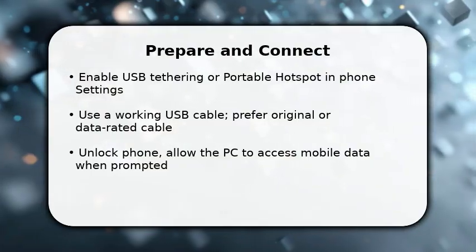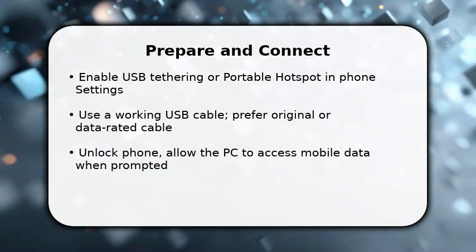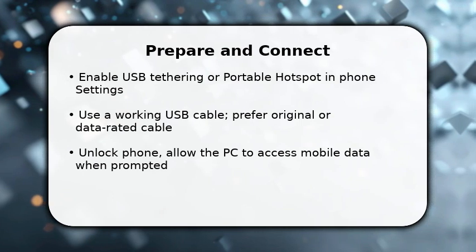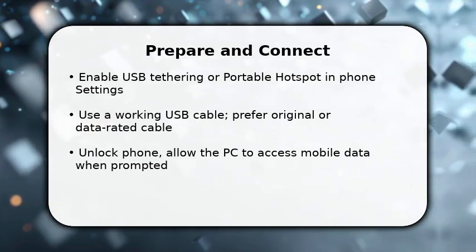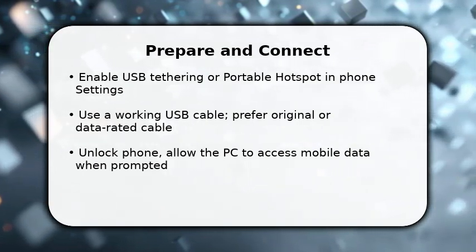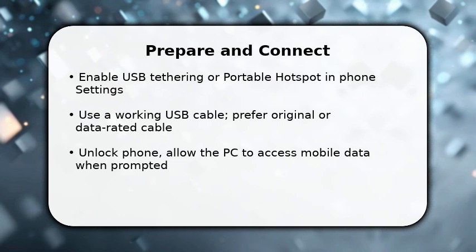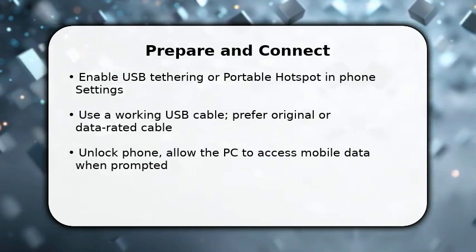You start by physically connecting the phone to the PC with a good USB cable and unlocking the device. On Android, open Settings and enable USB tethering. On iPhone, enable Personal Hotspot, then trust the computer when prompted. Once done, watch for the PC to recognize a new network interface.